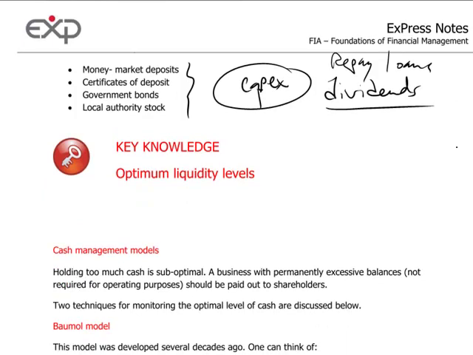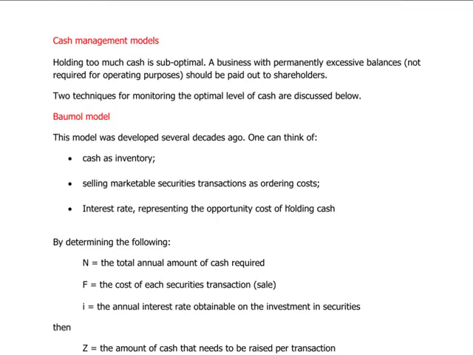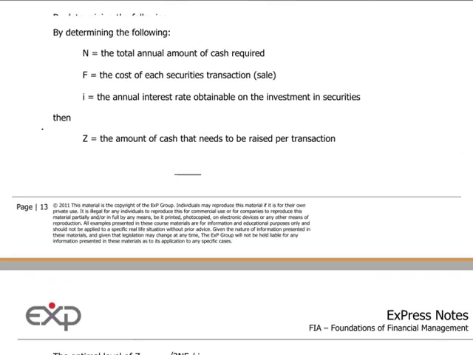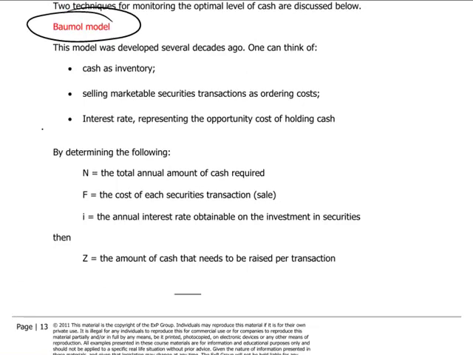So cash and finding the optimum level of cash has been a concern for a number of researchers, and we have a couple of models that are mentioned in the syllabus with regard to managing cash. One is called the Baumol model, and the Baumol model is best understood as an analogy, say, to the economic order quantity model.